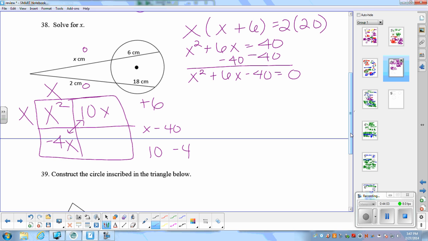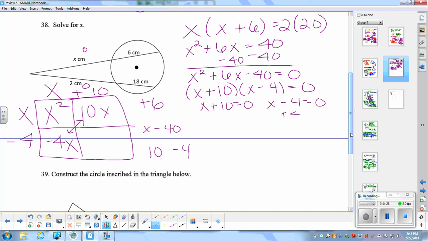I need to figure out what times x gives me a negative 4x. Well, as we're noticing, since our coefficient in front of the x squared is just 1, it's always going to be that number in front of your x. Then, x times what gives me 10x? Well, that's positive 10. So my two factors are x plus 10 and x minus 4 equals 0. Set both pieces equal to 0. Add 4. I get x equals 4. That's positive. So I know that's going to be my answer. Just double check the other one gives you a negative, which it does. So my answer is x equals 4.